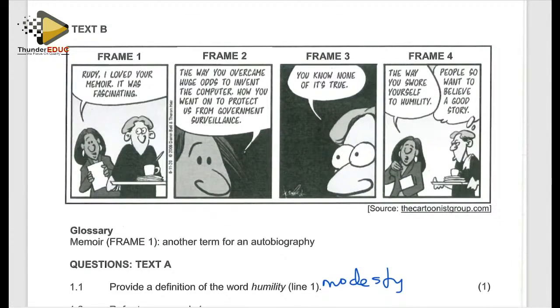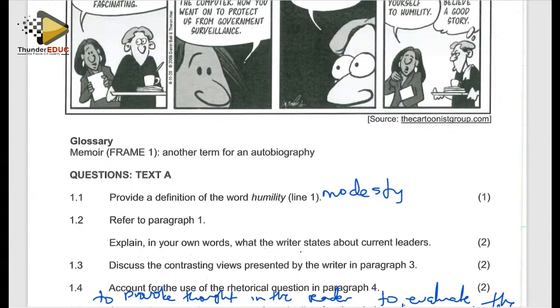Let's go to text B. Rudy, I loved your memo. It was fascinating. The way you overcame huge odds to invent the computer, how you went on to protect us from government surveillance. You know, none of it is true. The way you saw yourself to humility, people so want to believe a good story.